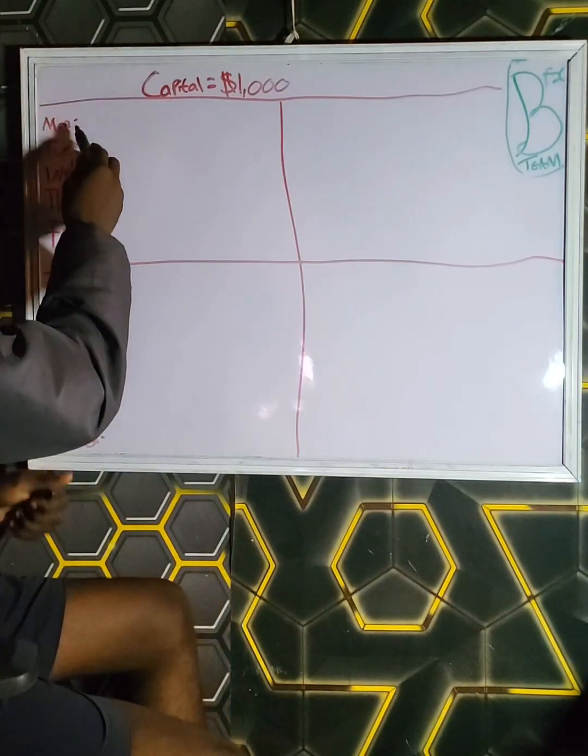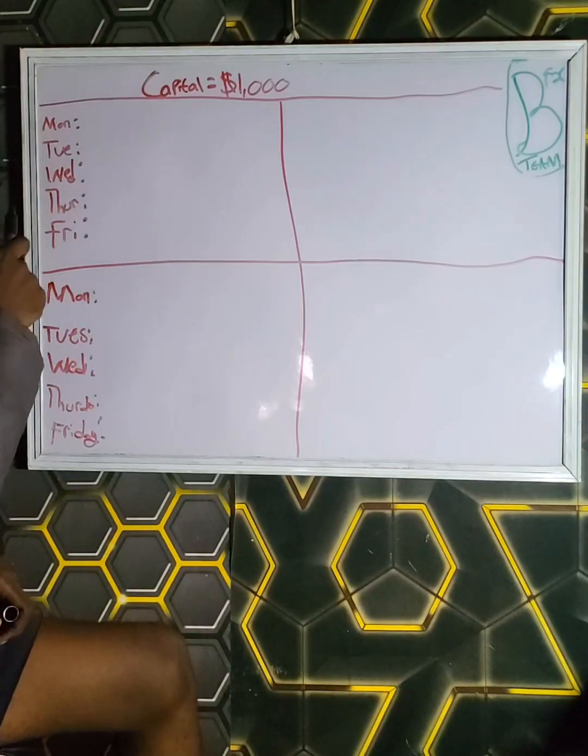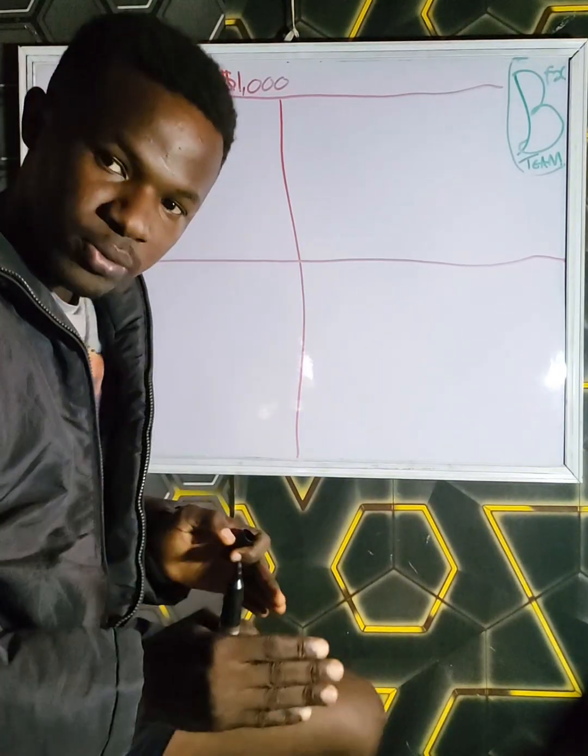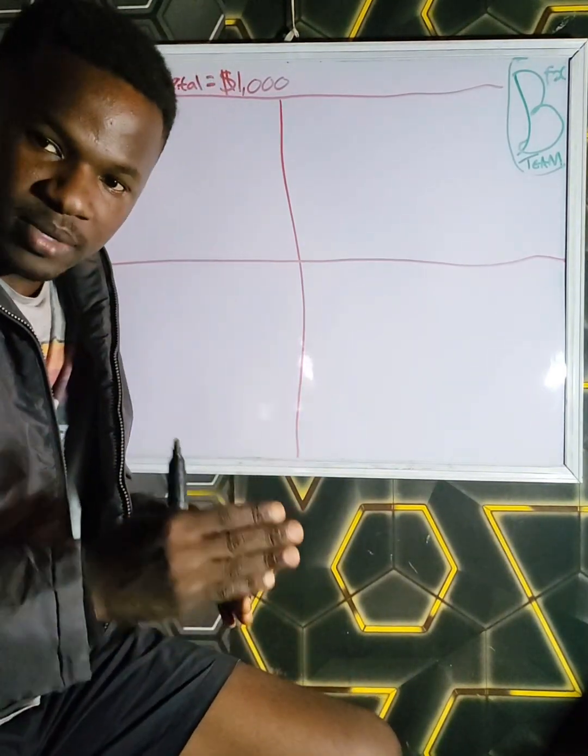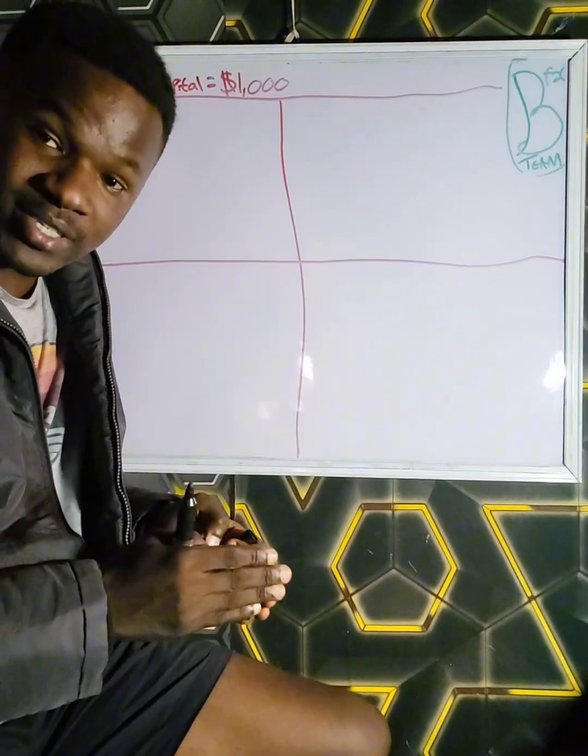So let's get to our whiteboard. Now, this is Monday, Tuesday, Wednesday, Thursday, Friday. Same thing replicable here. Now, the forex market opens 24/5. That means it only opens Monday to Friday. During the weekend, the forex market closes.